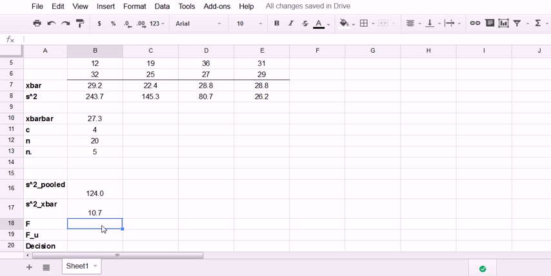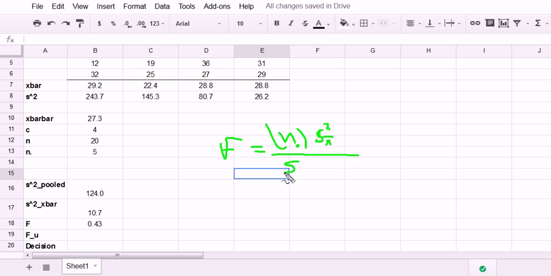Finally, I have what I need to get F. F was, and I'm going to open a parenthesis in the numerator, N dot times, use the asterisk, S squared X bar, just click on it, close parentheses, divided by, this is exactly the formula, S squared pooled, hit enter. You'll recognize this value. Let me reduce decimal places. Remember, F equals N dot times S squared X bar over S squared pooled. This was our formula, and that's what I did here.